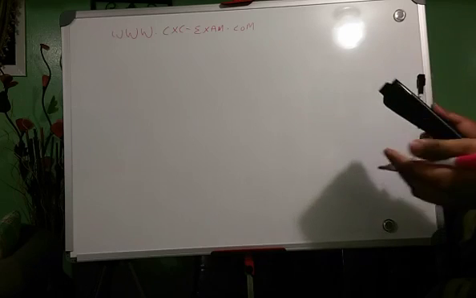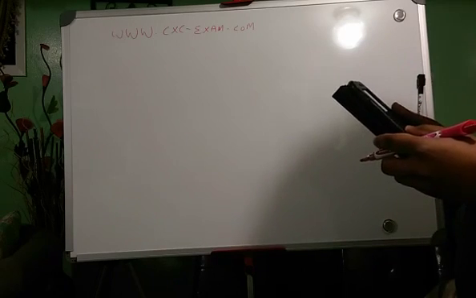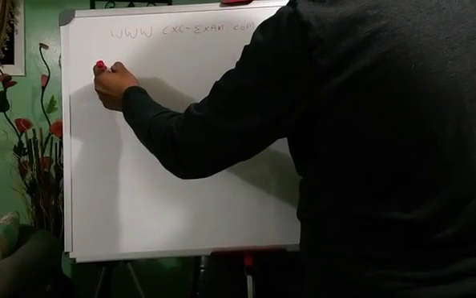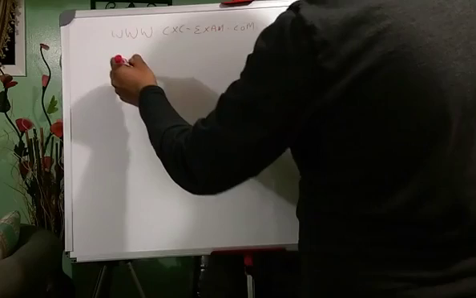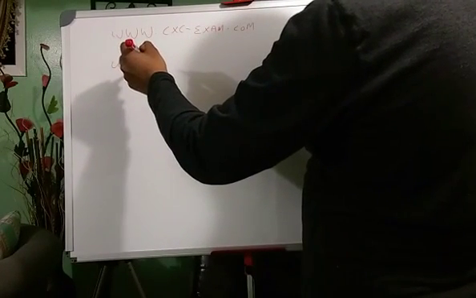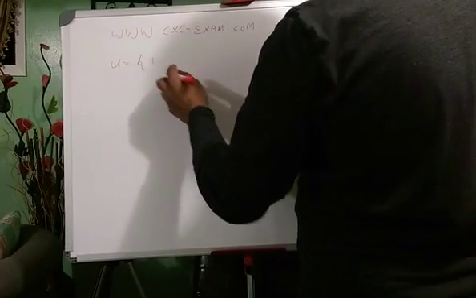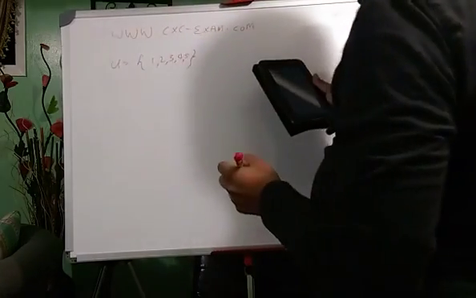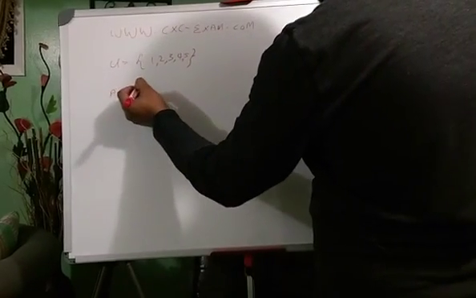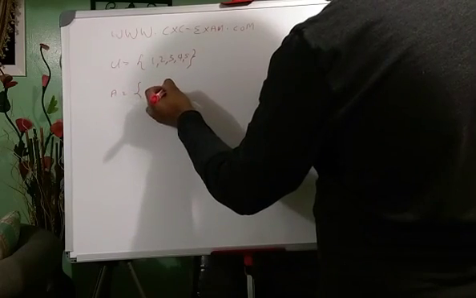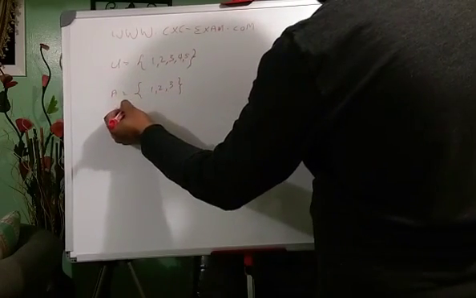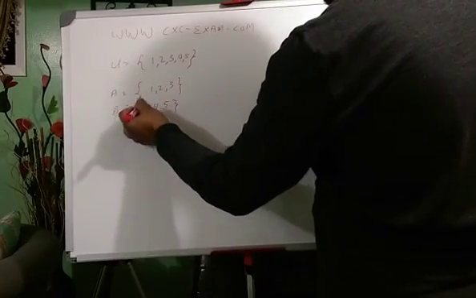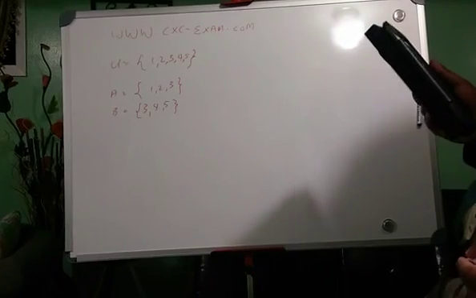Now, we spoke about the empty set, which is the null set. It has no elements. Now, we want to do complement of a set. Alright? Now, the complement, let's say we have U equal to 1, 2, 3, 4, 5. And then we have A is equal to 1, 2, 3. B is equal to 3, 4, 5.